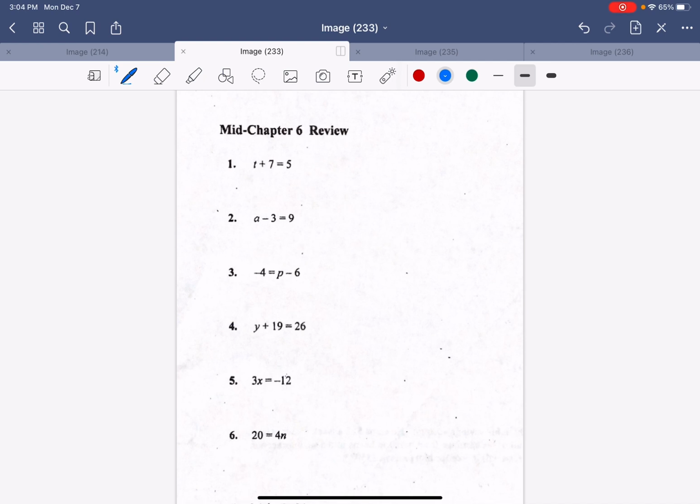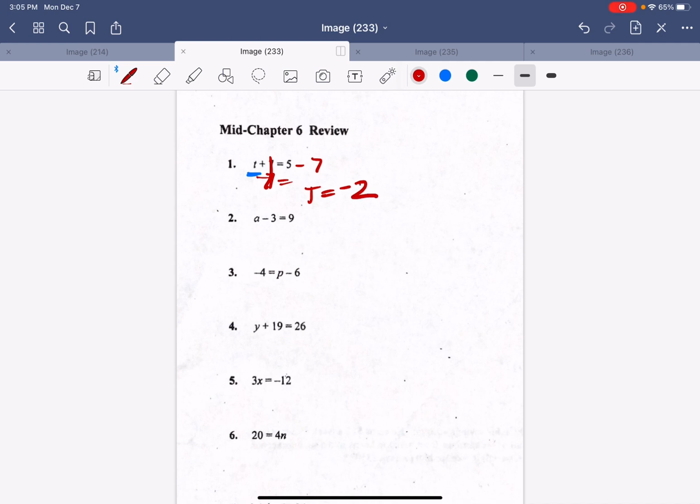So first of all, t + 7 = 5. So remember on this that you always want to get the variable by itself. So on this one, we're going to subtract 7 from that side. And whatever we do to one side, we want to do to the other. So we're going to subtract 7 over there. So then t = -2.